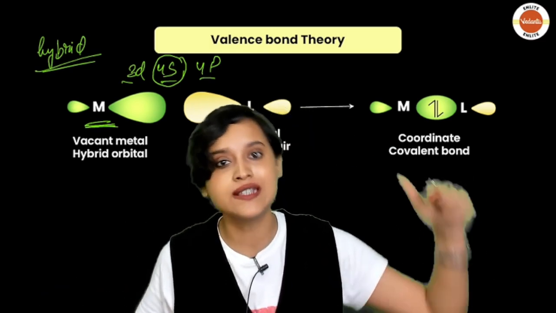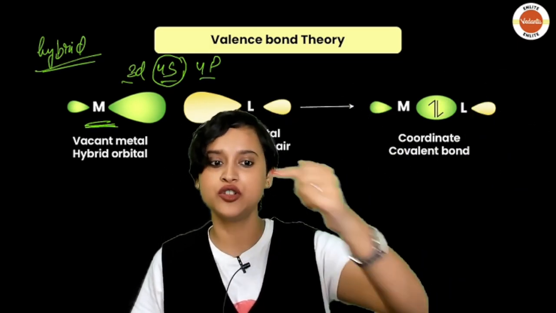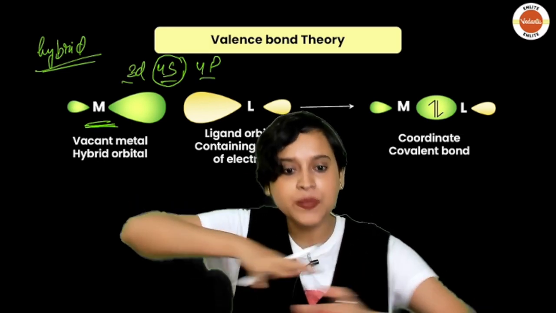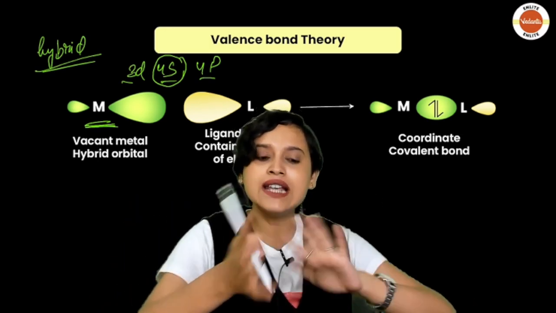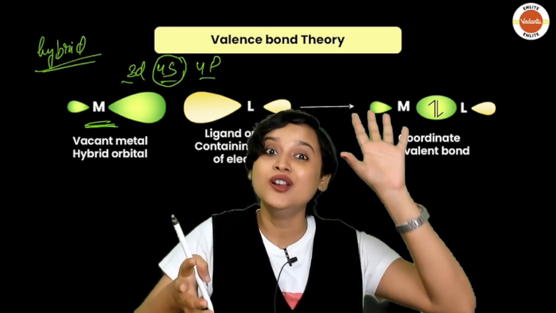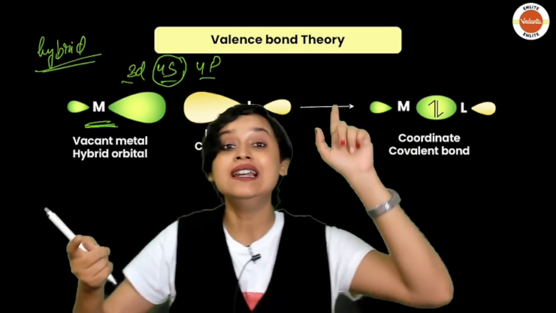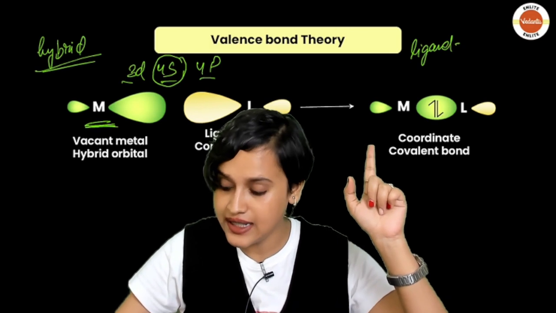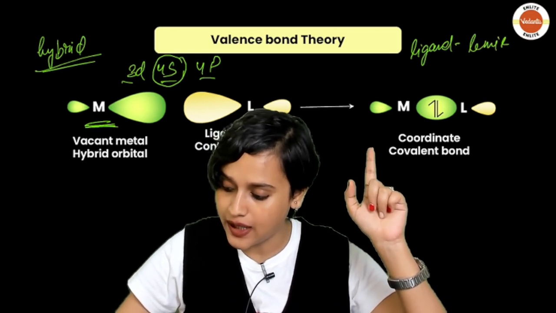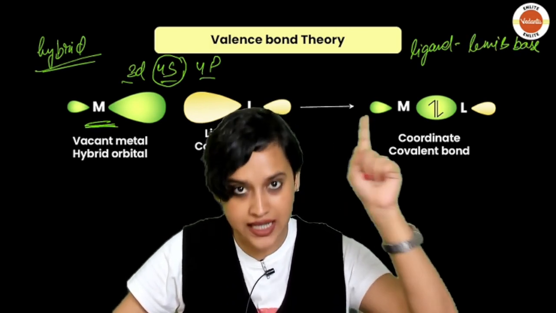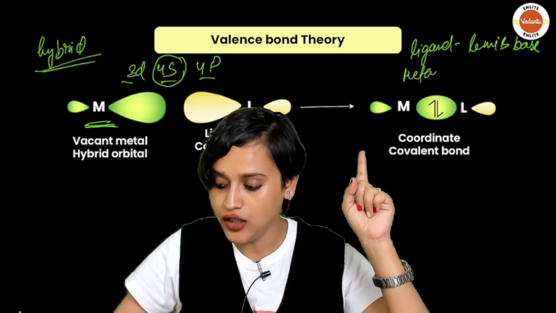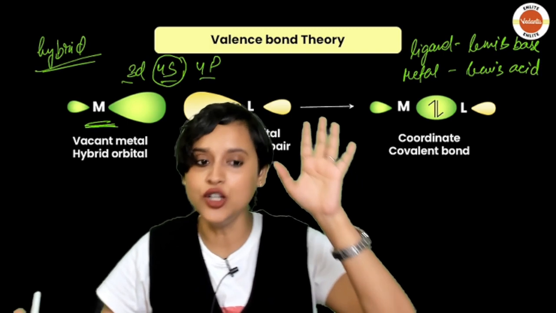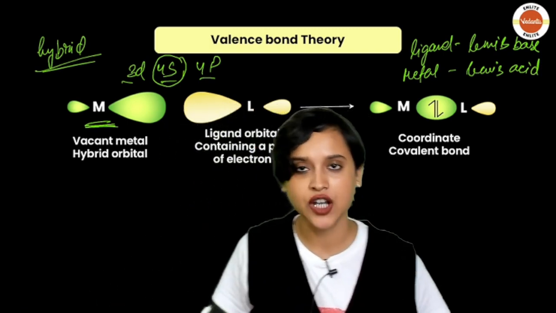Who is going to give those electrons? The ligands, when they approach, are going to give the electrons. The formation of the complex involves a reaction between a Lewis base and a Lewis acid. Who are the Lewis base? Ligands are Lewis base. Remember this: ligand is a Lewis base, and the metal is a Lewis acid.